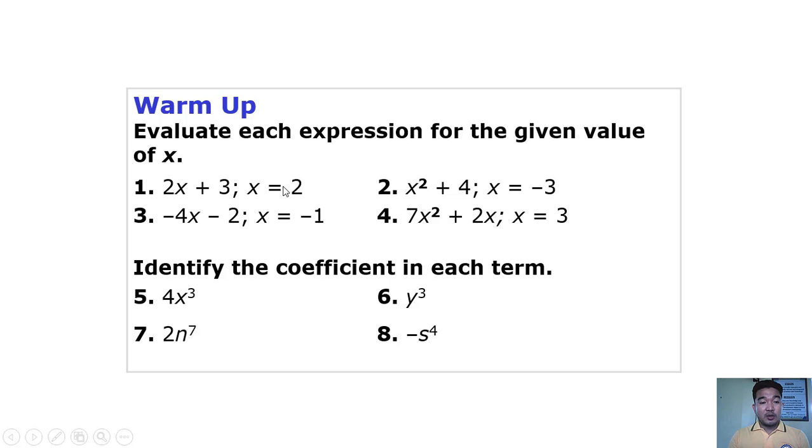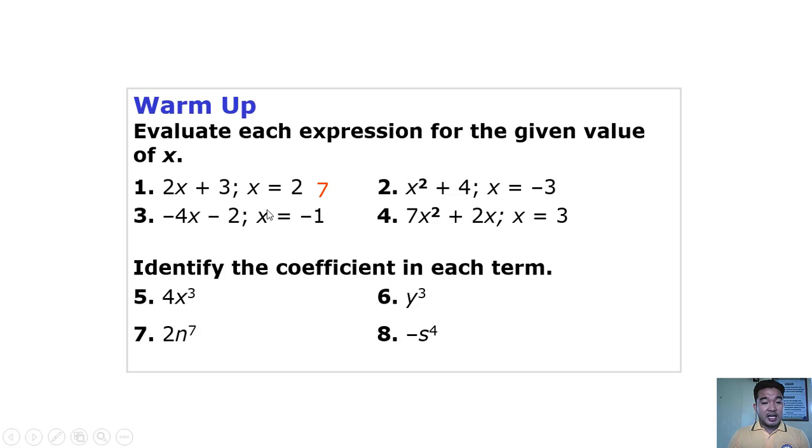So what we are going to do is to evaluate this expression, 2x plus 3, given the value of x which is equal to 2. That means we'll be changing x here to 2. So x will become 2 times 2. So you will have 2 times 2 is equal to 4 plus 3, and that is equal to 7.